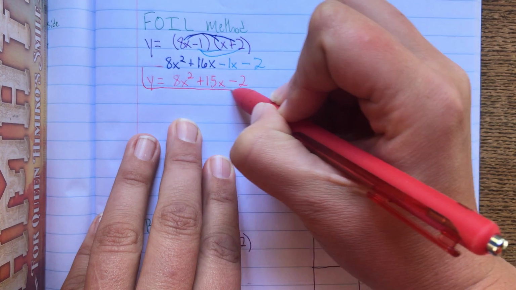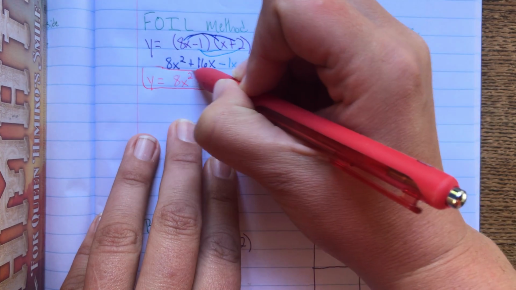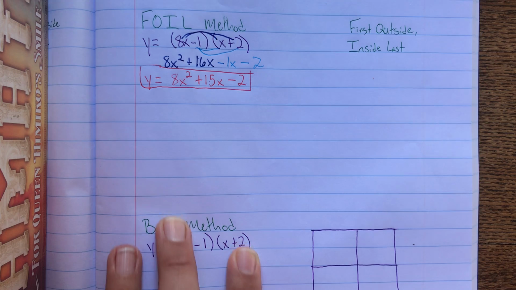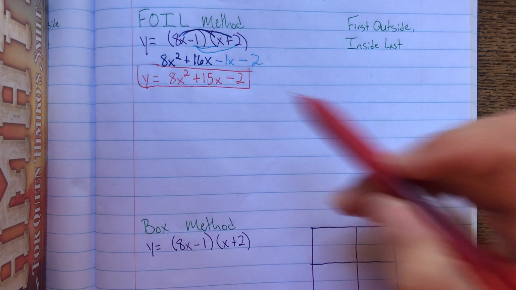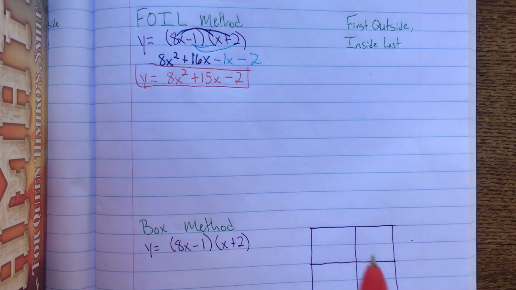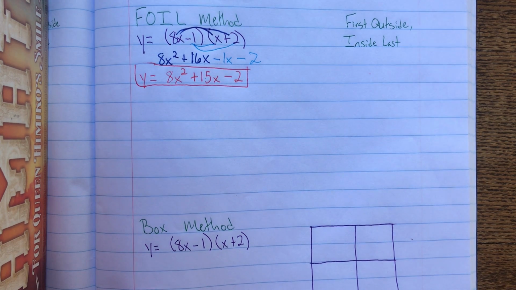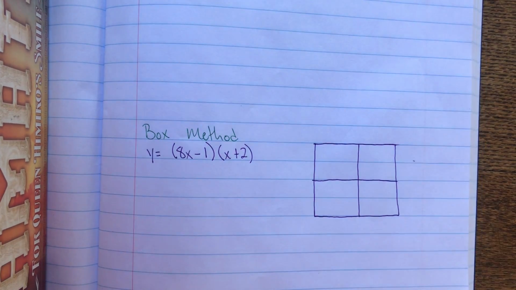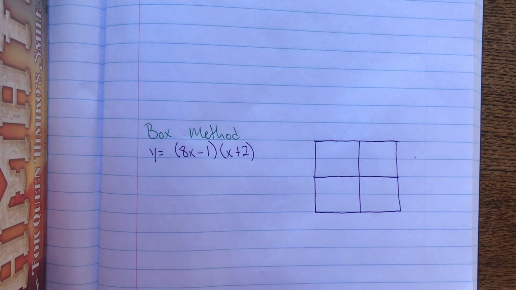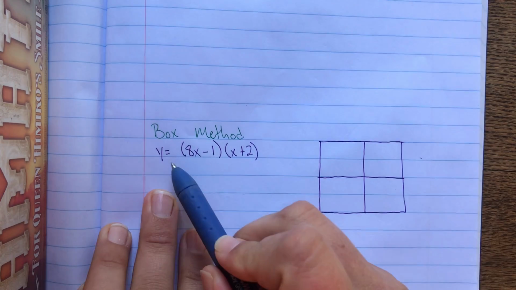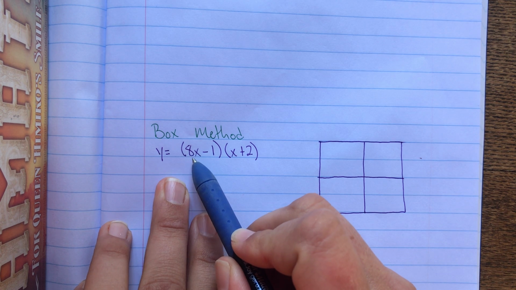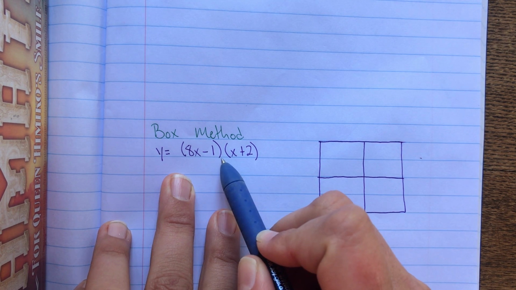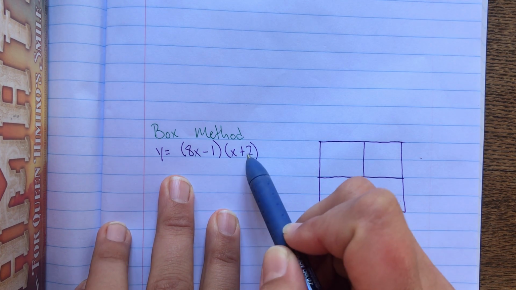Yay for quadratics! Who knew it could be so easy? Now that is one way of solving this problem, if you are a huge fan of the FOIL method. Wasn't that easy? Now if you're thinking to yourself, Miss Burt, I would prefer the box method, guess what? We can do that. So we have y is equal to the quantity 8x minus 1 times the quantity x plus 2.